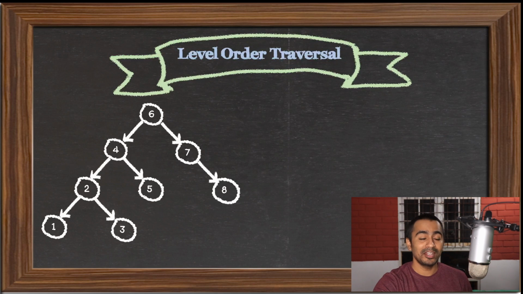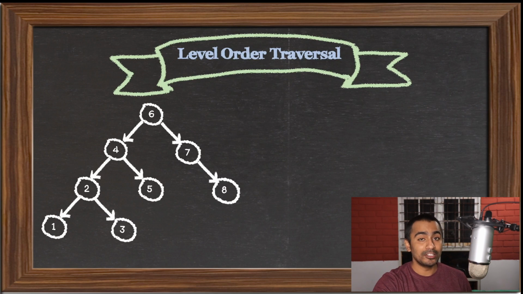Now consider this binary tree. Before solving level order traversal, let's first understand what we mean by level in the context of trees. We can define level as the distance of a node from root node, or in other words, it's the number of arrows between a node and the root.